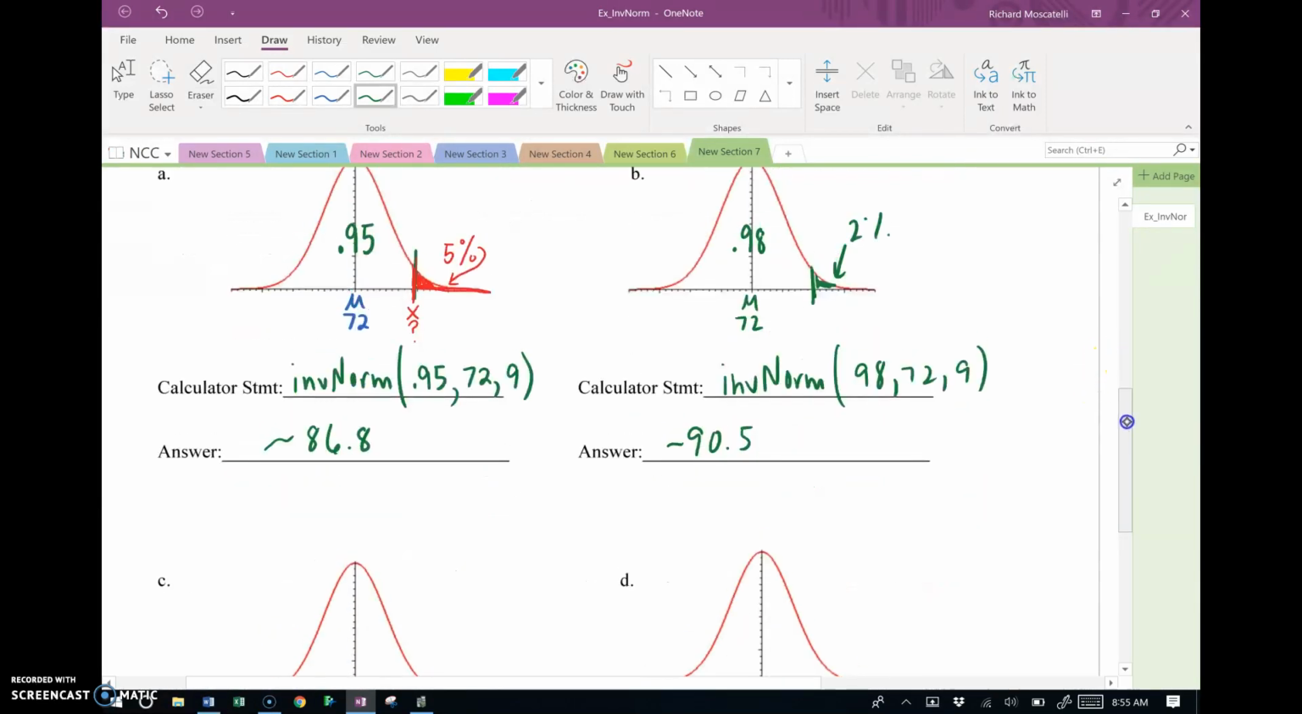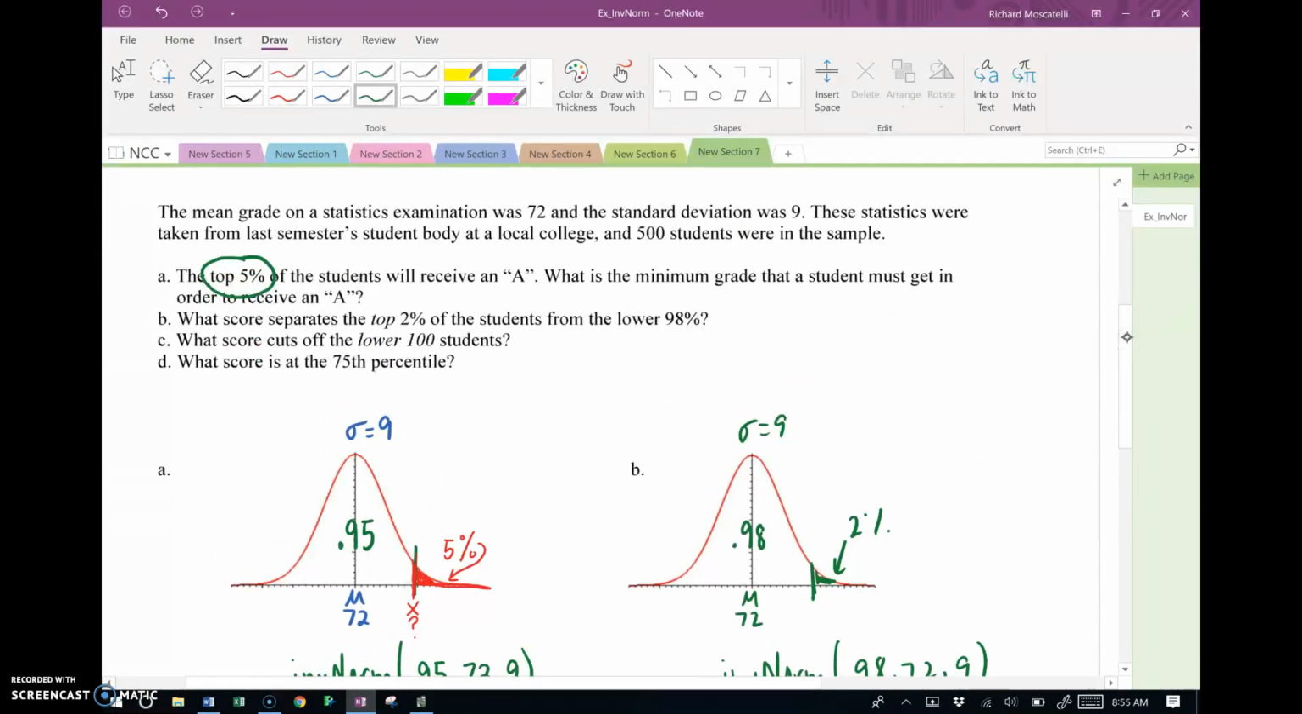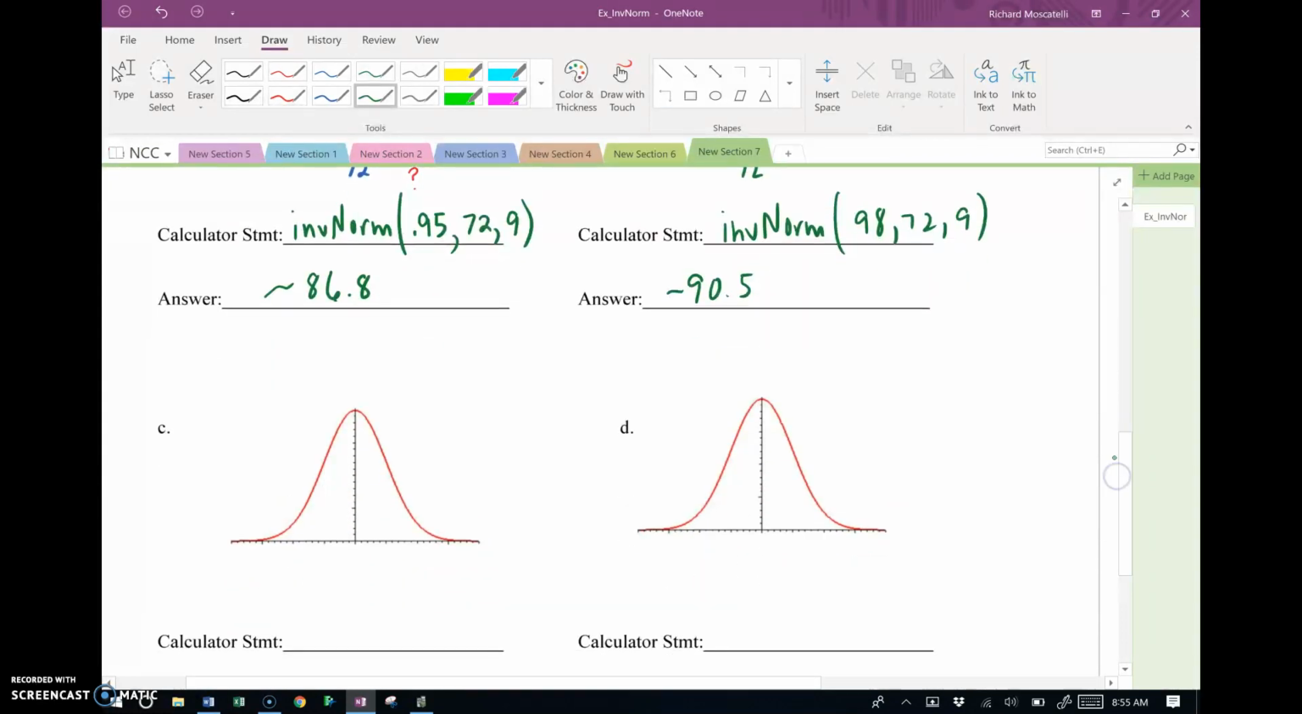All right, let's give a look at letter C. What score cuts off the lower 100 students? At first glance, this doesn't look like a normal CDF, an inverse normal scenario. So this is the mean of 72. Standard deviation is 9. Now, the lower 100 students, they're over here. Again, I'm going to make the area bigger than I actually have to so we can see it. So we don't know what that score is. We're trying to find it. So here's the lower 100. And that lower 100, that's a number of students. That's not a percentage. So that's not an area on the left. So the question's asking me to find this x.